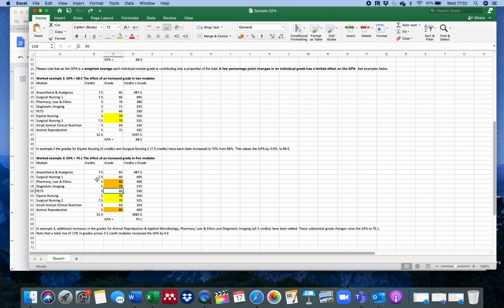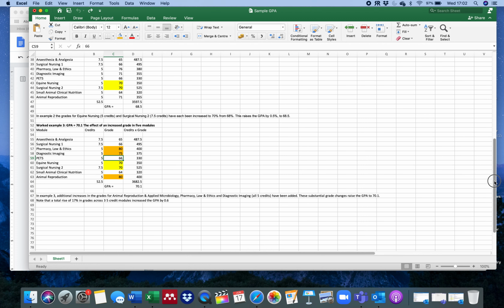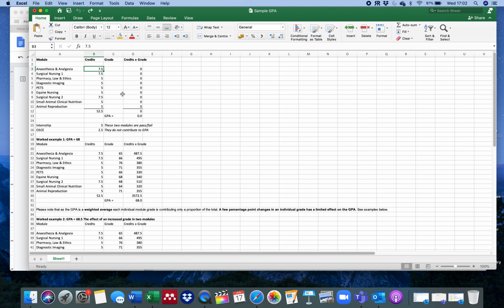Hopefully that explains. I think sometimes people think that, you know, 1 or 2 percentage point increases in an individual module will affect your GPA, when in reality it won't. So if you want to check that, you can use your transcript of your own results and set up an Excel sheet like this, where you put the credits in here, your grade in here. Then you can see here I've told Excel multiply what is in B3 by C3, and then repeat that down along here. So I've got B4 by C4, B5 by C5, and so on. Total that, so sum these total, and then divide it by 52.5, and that'll give you your GPA.